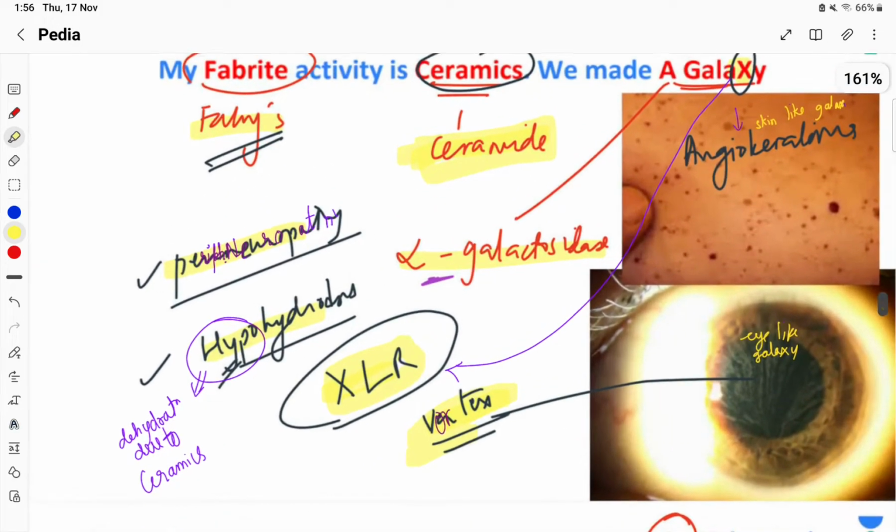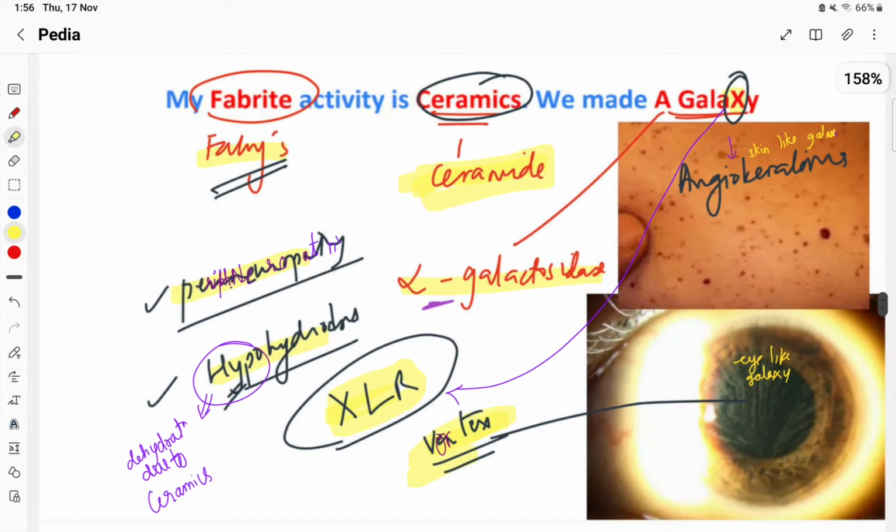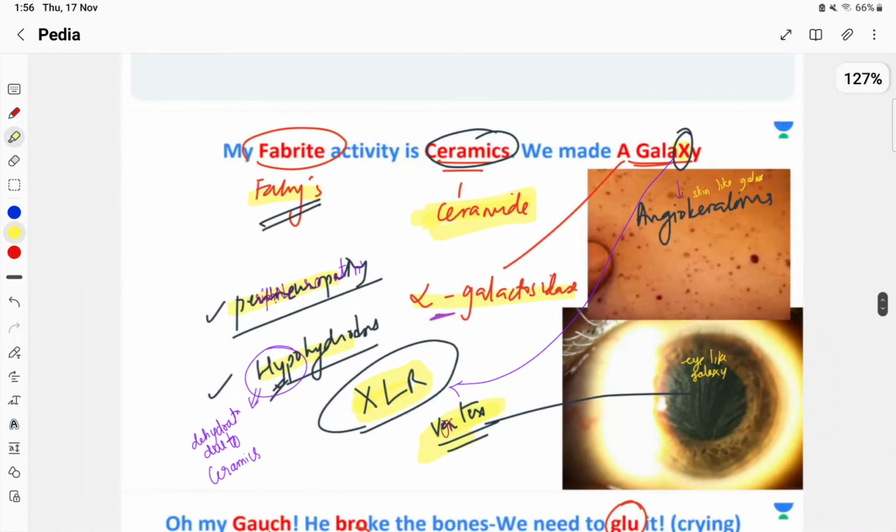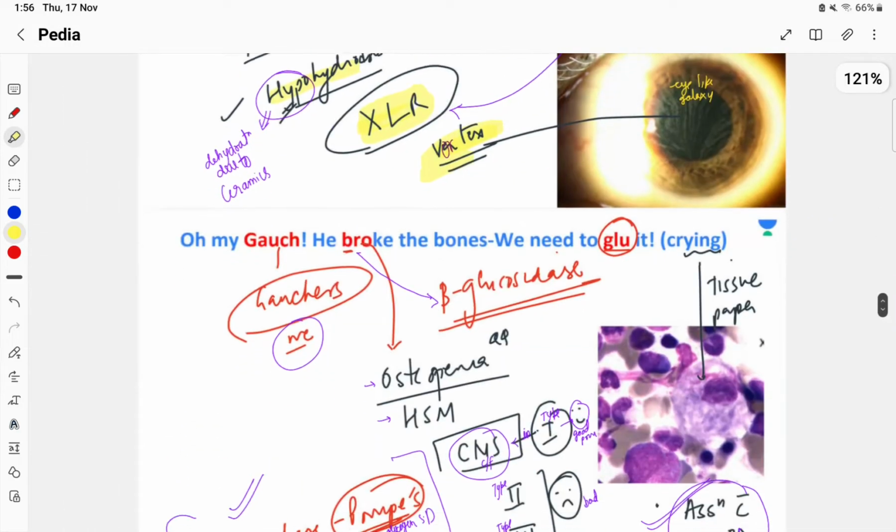Okay. What else? The two features include peripheral neuropathy and hypohidrosis. You can remember like making ceramics, it dehydrates the person, so it leads to hypohidrosis. So this is all about Fabry's disease.